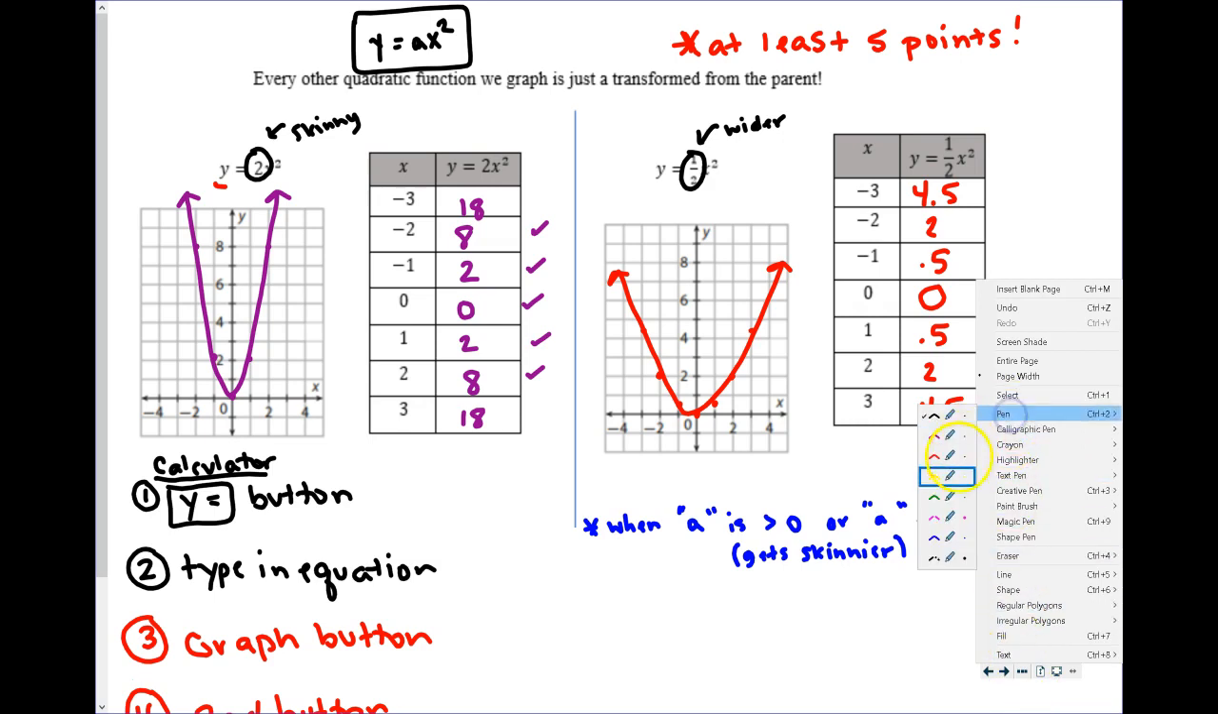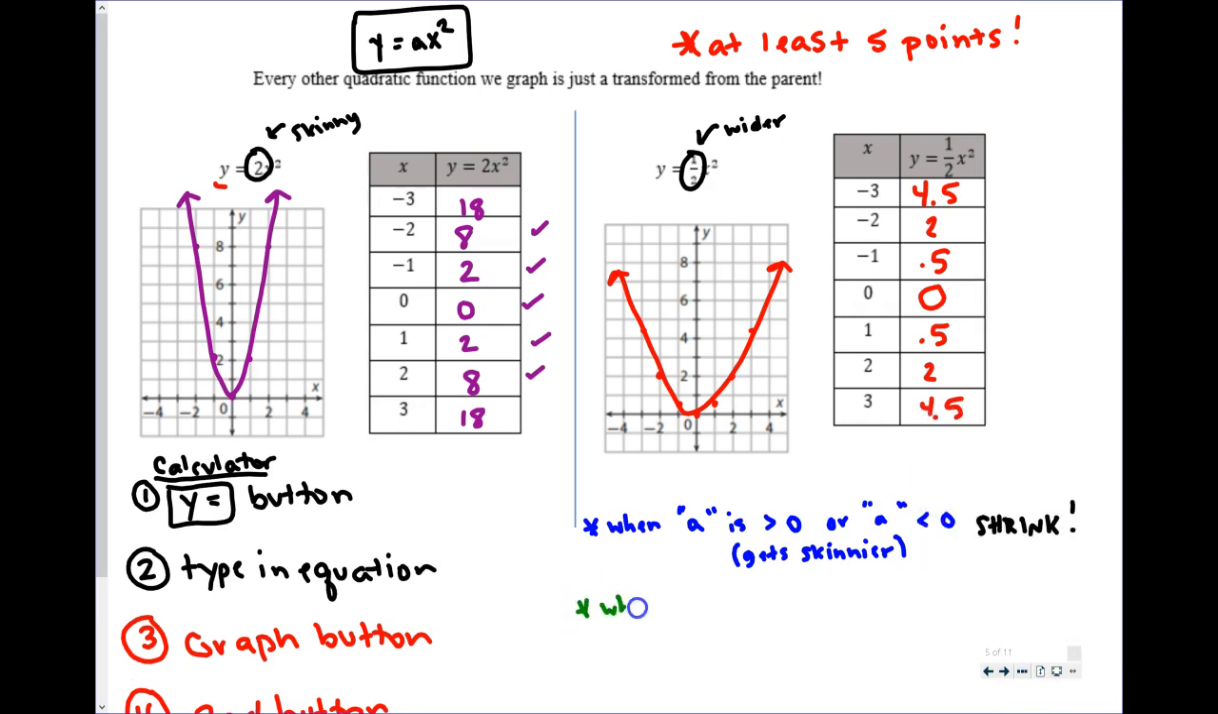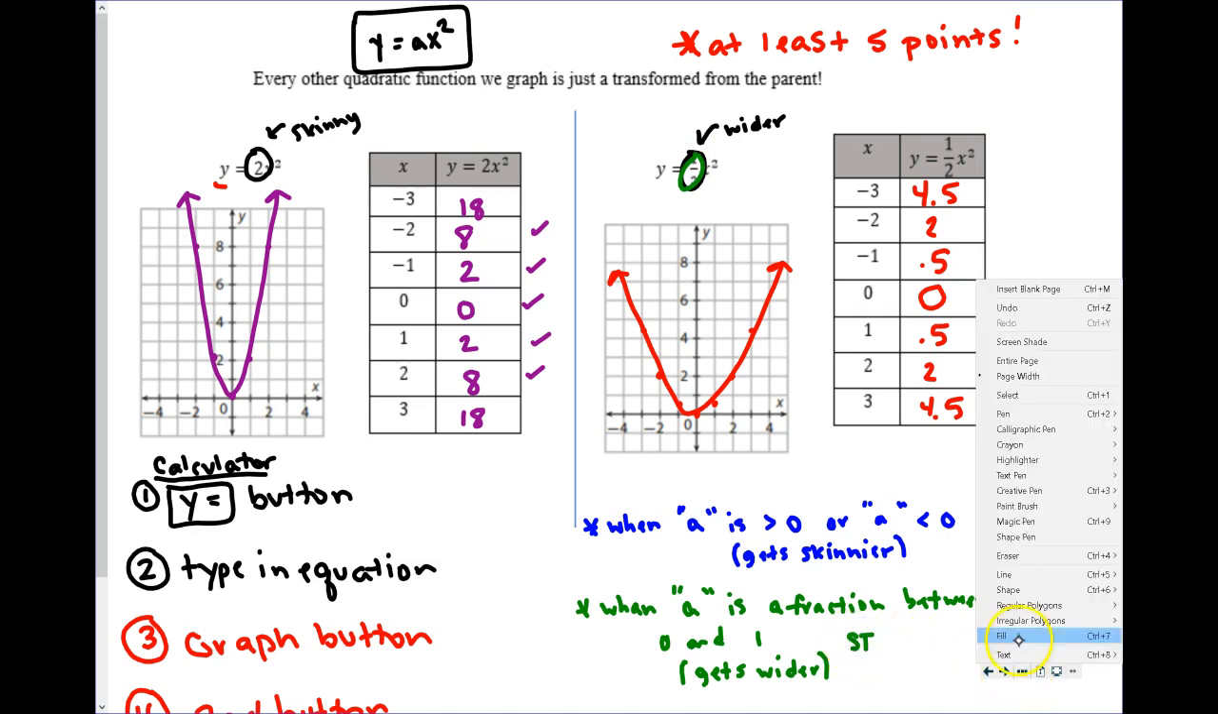On the other hand, and this is kind of weird to think about, when a is a fraction between 0 and 1, it gets wider. Like you can see above, right? Do you see how a is a fraction, 1/2 is between 0 and 1? And we call this a stretch.